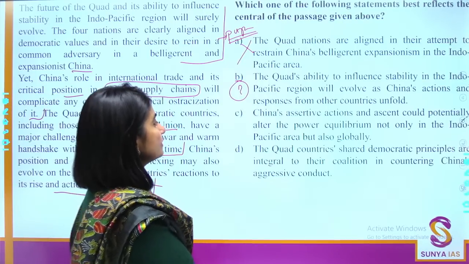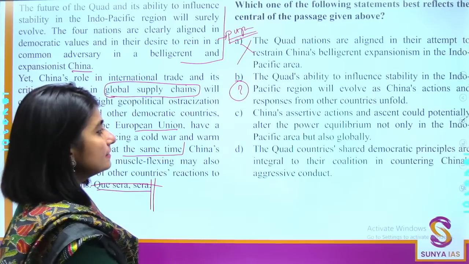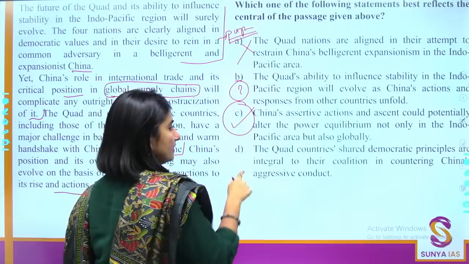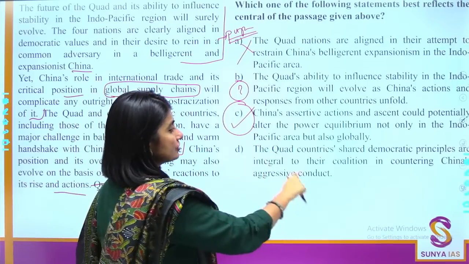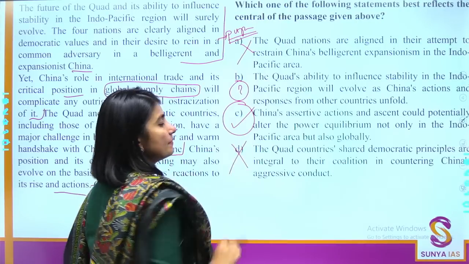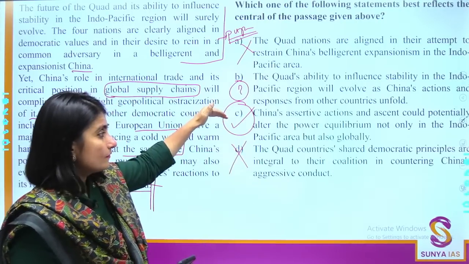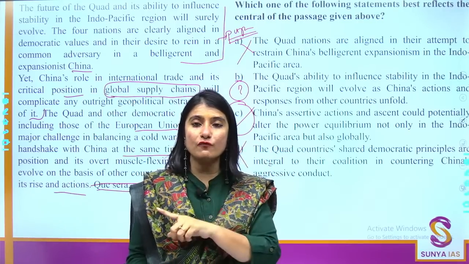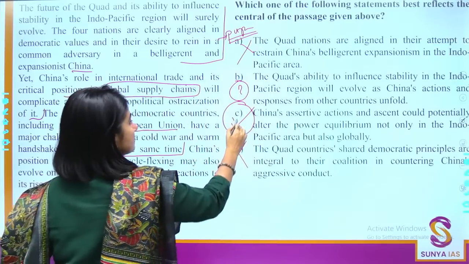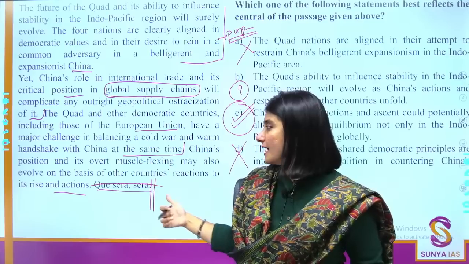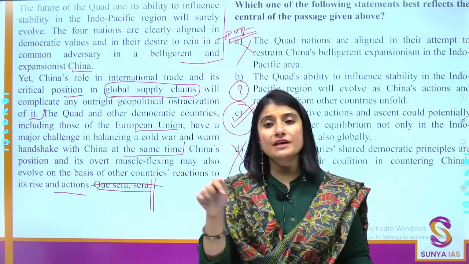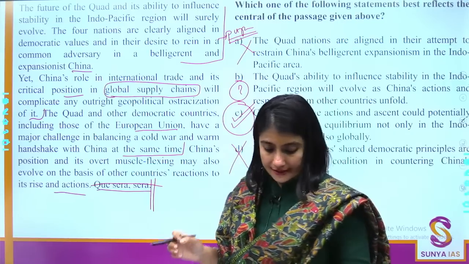China's assertive action and ascent could potentially alter the power equilibrium not only in the Indo-Pacific but also globally. So yes, this is more what the entire passage is talking about. But still we will read the fourth option. The Quad countries' shared democratic principles are integral to their coalition in countering China's aggressive conduct. This is also a peripheral idea, and our option C gives you a whole picture of what the author is trying to say in this passage. Clear, guys? So here, what is our answer? Our answer is going to be C, because here by giving several examples, we are saying that if China is rattled in any way, it will impact the world, not just the Indo-Pacific. Yes, C is the answer.